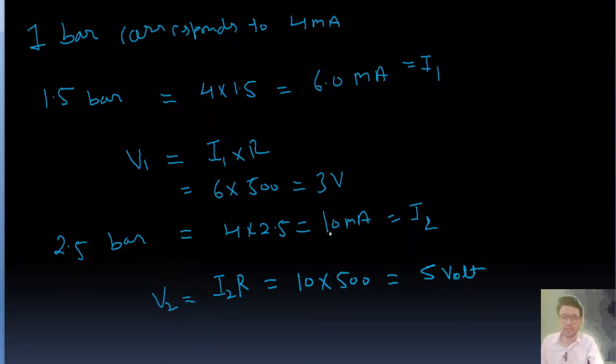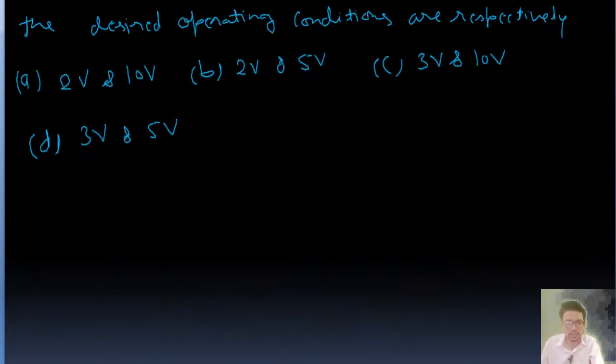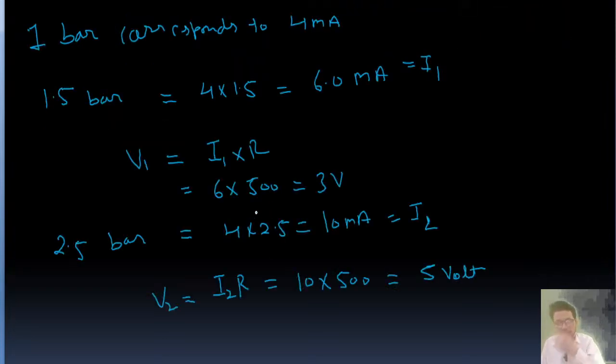5 volt. Okay. So V1 value is 3 volt and V2 value is 5 volt. So which option is matching, guys? So option D is matching. 3 volt and 5 volt. Okay. So this is how we get these values.